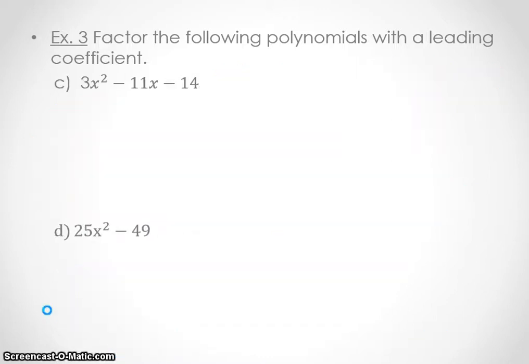Alrighty, letters C and D, same thing here. We're still, A, checking for GCF, B, I guess, checking for a special pattern, and then C, going to guess and check. Okay, so GCF: 3, 11, and 14? No. x squared, x, and nothing? No. Special pattern, square root of 3? No. Okay, guess and check it is.